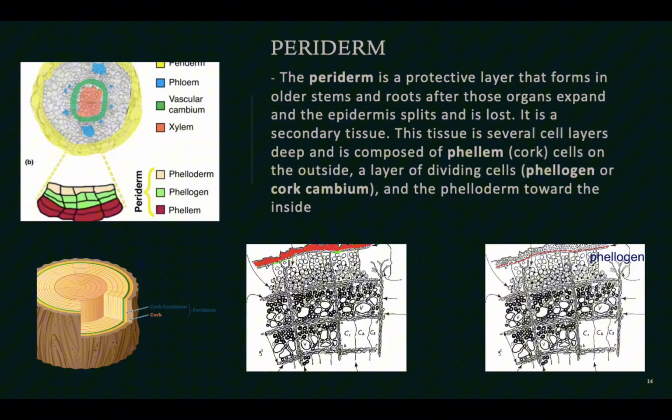The last complex tissue is the periderm. The periderm is a protective layer that forms in older stems and roots after those organs expand and the epidermis splits and is lost. It is a secondary tissue. This tissue is several cell layers deep, and is composed of the cork cells on the outside, a layer of dividing cells, the cork cambium, and the phelloderm toward the inside.